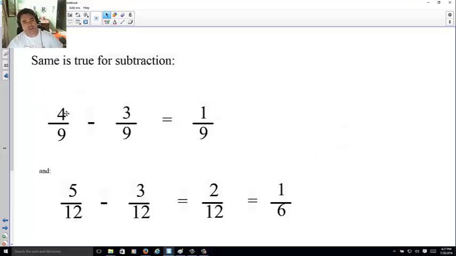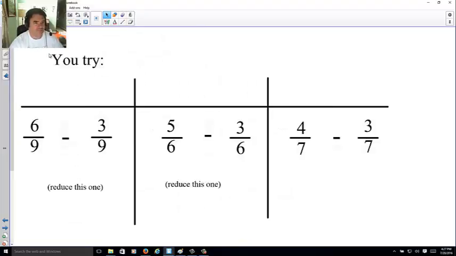Now, same is true for subtraction. Divide by 9 after we get done with what we have to do. So 4 minus 3 is 1. Divide by 9 is just 1/9. Or 5 minus 3 is 2, still being divided by 12. 1/6. You try. Go ahead and try these 3.